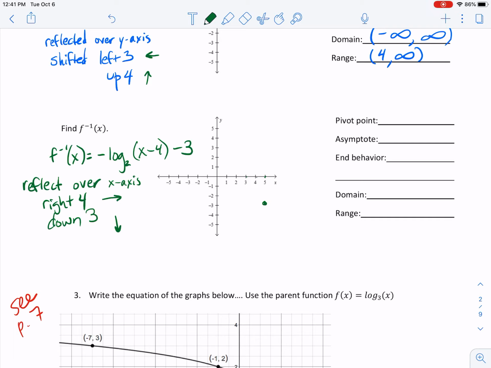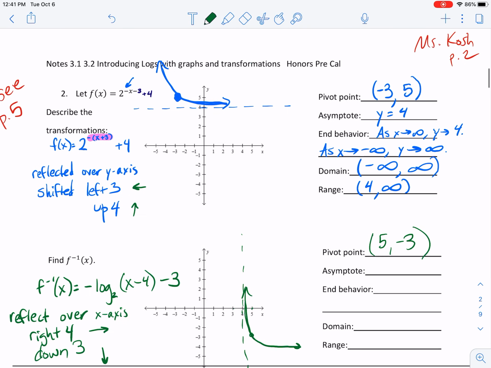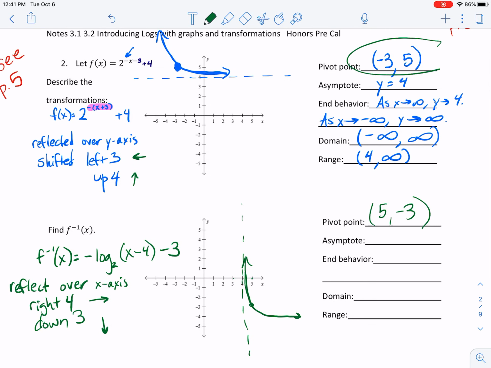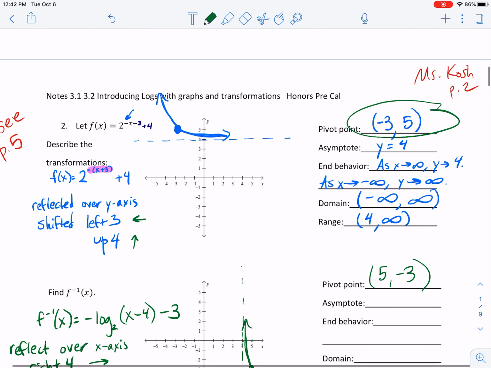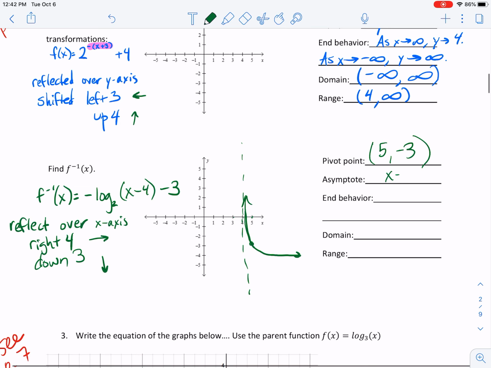And we're going to have an asymptote at x equals 4. And we're going to do something like this. Okay, so our pivot point is now the point 5, negative 3. Notice, we had negative 3, 5. We've switched our x and our y, and there we go. Our asymptote before had been y equals 4. It's now x equals 4.